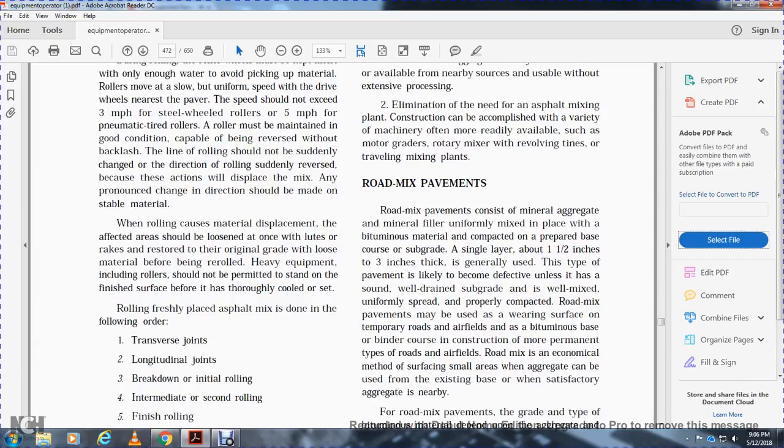Road mix pavements consist of mineral aggregate and mineral filler uniformly mixed in place with the bituminous material and compacted on the prepared course and subgrade. The typical layer is 1.5 to 3 inches thick. This type of pavement is likely to become defective unless it is on a sound, well-drained subgrade, as well as well mixed, uniformly spread, and properly compacted. Road mix is a pavement that may be used as a wearing surface on temporary roads and airfields, as bituminous pavement base or binder course in the construction of more permanent roads and airfields. Road mix is an economical method of surfacing small areas, and the aggregate can be used on the existing base when satisfactory aggregate is nearby.